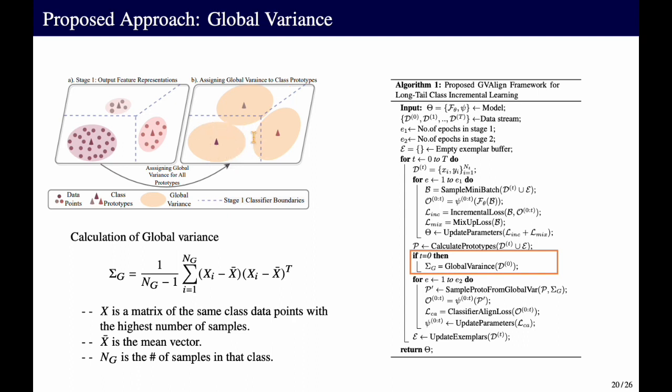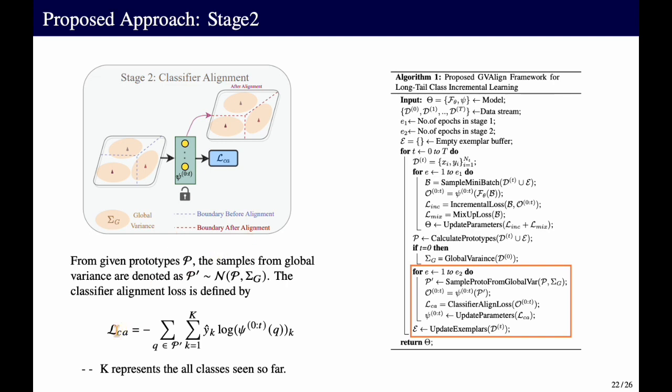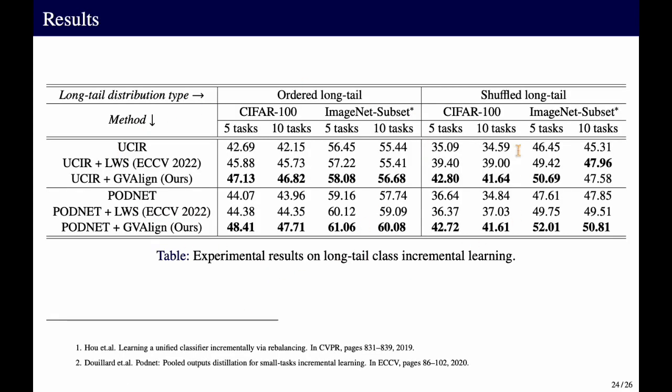The classifiers are tuned using sample points from the global variance around these prototypes using a cross-entropy loss. Here we denote it as LCA. From the table we can observe that tuning the classifiers using the robust features and the global variance strategy improves different long-tail tasks over various tasks in CIL. This slide shows the complete results on the various datasets over various settings. We can see that the proposed approach outperforms all methods across datasets.